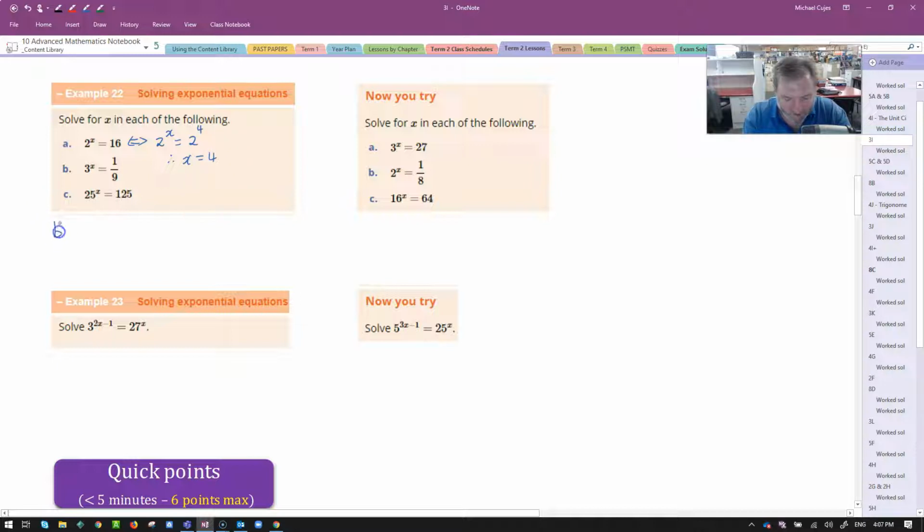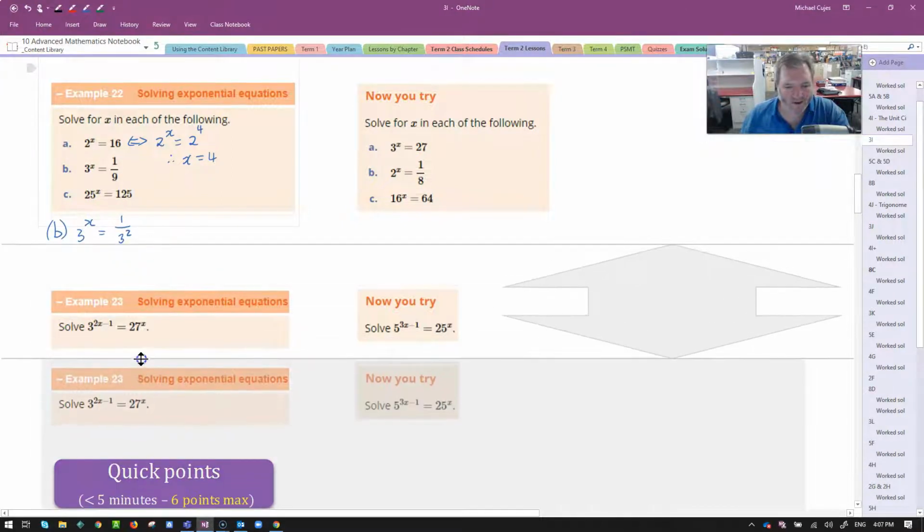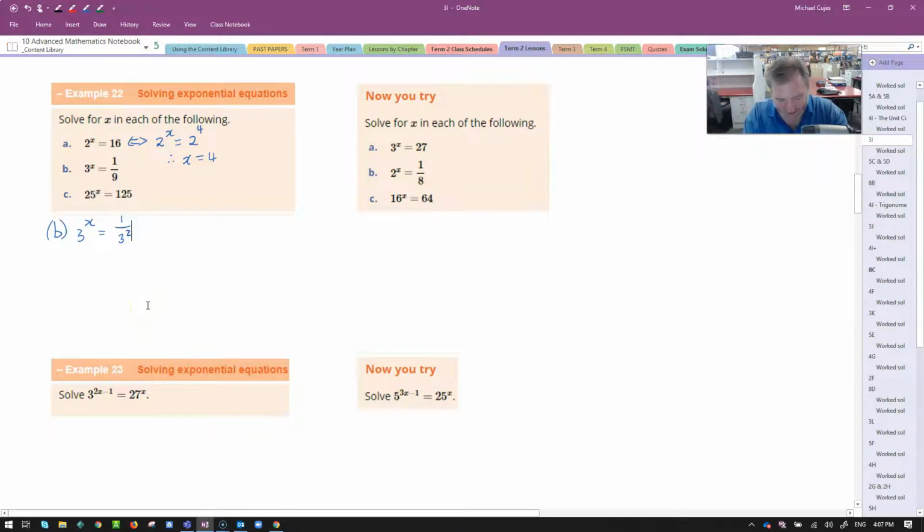Let's have a look at b here. 3 to the x equals 1 over 9. Well, 9 I could write as 3 squared. This is almost good, but I don't have 3 to the power of something equals 3 to the power of something else. You're going to have to think back into your memory bank and think, what is it that I can do to get a number off the bottom? How could I write it as an index instead using indices?